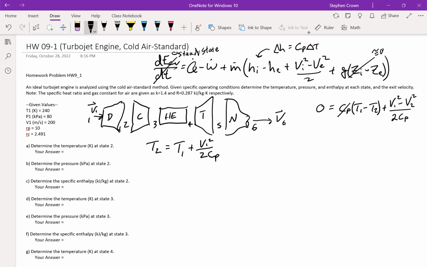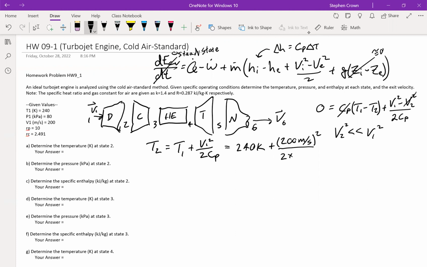we note that the velocity at 2 is much, much less than the velocity at 1, and when we square it, even more so. So we can neglect V2. So we're going to assume that's small, negligible, and that's where we get this equation. Now we do have to use correct units, so we've got 240 K. We're just going to use absolute temperature in the first law. Velocity squared, which is 200 meters per second, and we're squaring that over 2 times the specific heat.